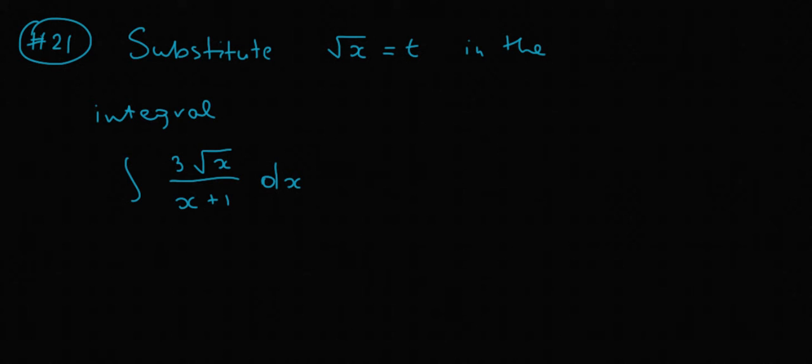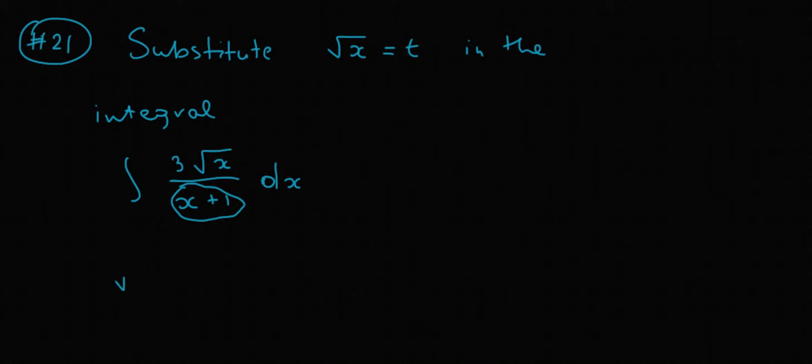Problem 21 is asking us to substitute t instead of square root of x in the integral of 3 square root of x divided by x plus 1 dx. So part of this substitution is straightforward. Basically, where we see square root of x, we're going to replace square root of x with t. And in the denominator, of course, we see x plus 1. That has to be expressed in terms of t.